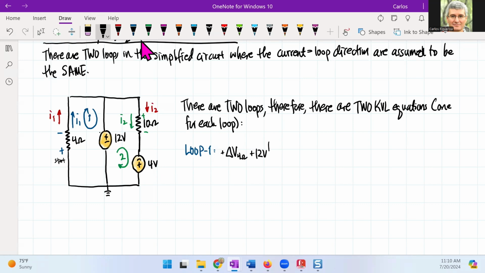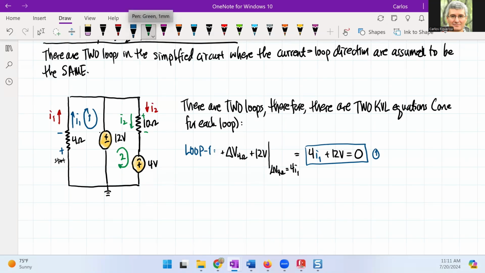But according to Ohm's law, the voltage across the 4 ohm should be 4 ohm times I1. So then I write this again, and it says that this is going to be 4 I1 plus 12 volts, and that has to equal 0. Right there, this is what we call one of the Kirchhoff's equations, and we would call that equation 1 because we call that loop 1.